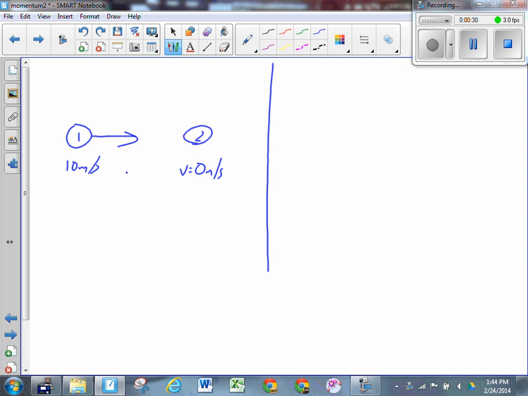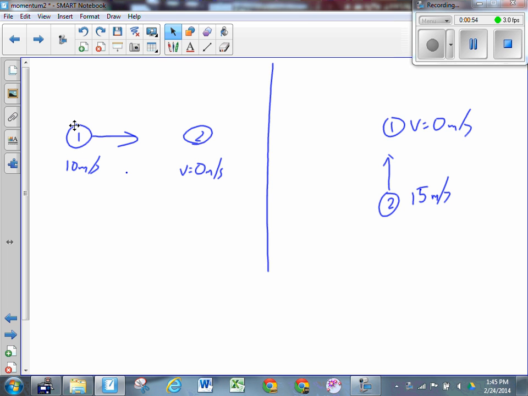Now let's take a look at another picture where we have object number one at rest, right here, 0 meters per second, and we have object number two that's moving up this way at, let's say, 15 meters per second. Again, we're going to say that they stick together, and after the collision, they head off to the north as one object, slower than 15 meters per second, right? Because the mass is about double what it was. How would we analyze both of these problems?